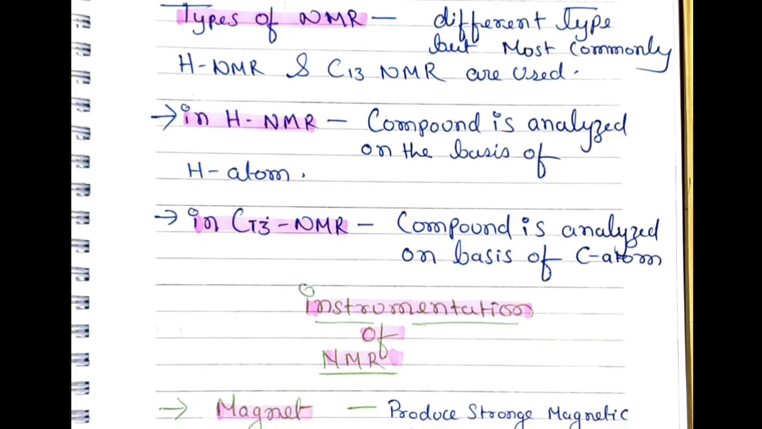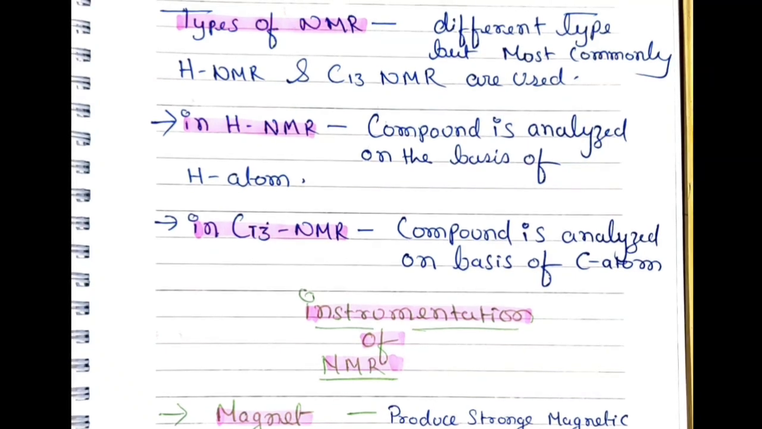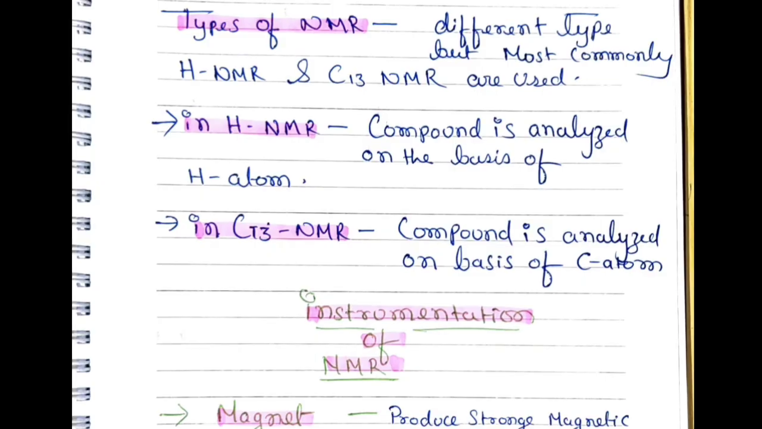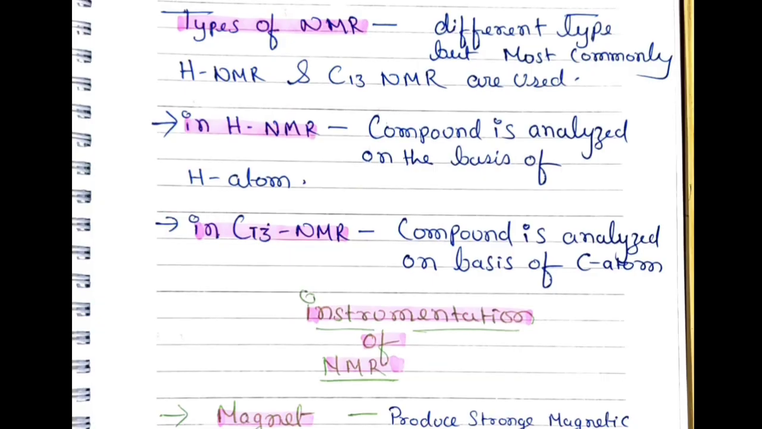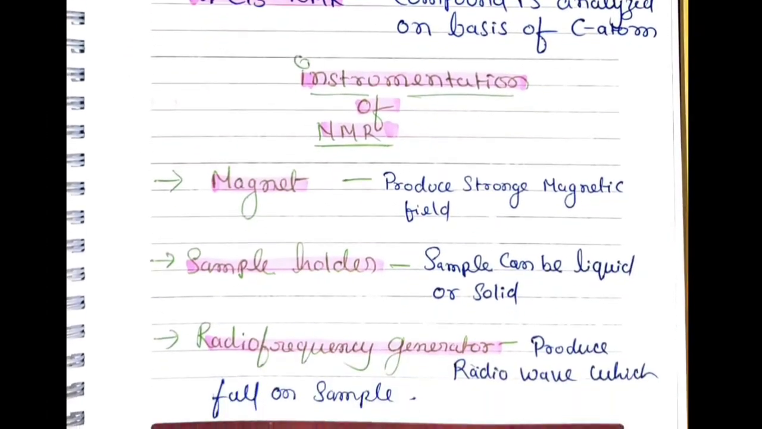In HNMR, the compound is analyzed on the basis of hydrogen atoms. So on the basis of how many hydrogen atoms are present in the compound, this HNMR technique is used. And in C13 NMR, the compound is analyzed on the basis of the carbon atoms present in the compound. Now come to the instrumentation of NMR.